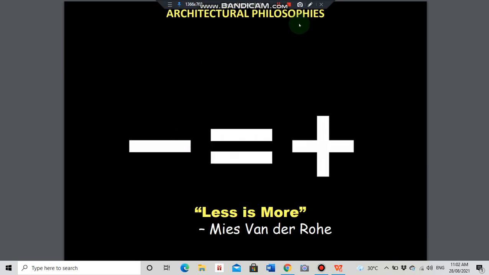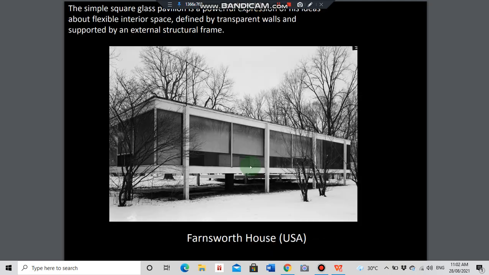Architecture philosophies, sabi ni Mies van der Rohe, less is more, no? Less is more. Simple square pavilion. So, this one is minimalist, no? Less is more. A simple structure defined by transparent walls and supported by an external structural frame. Transparent wall which is glass and supported by this external.